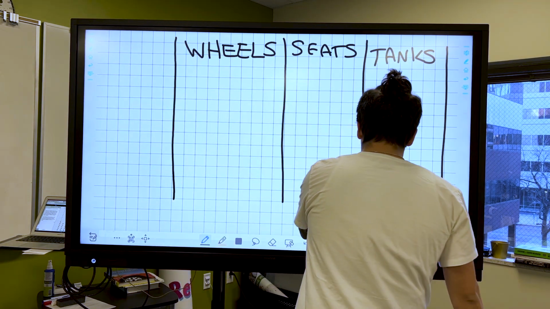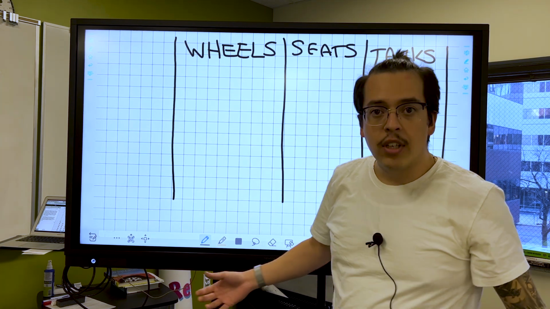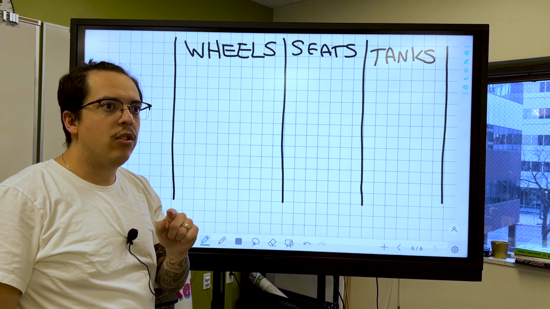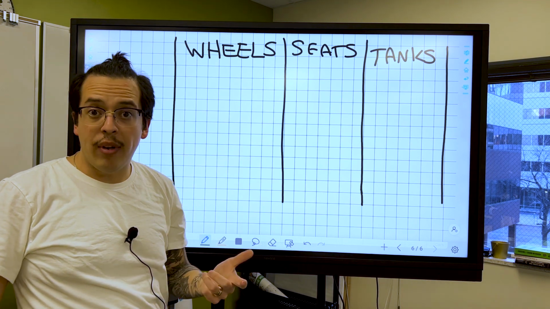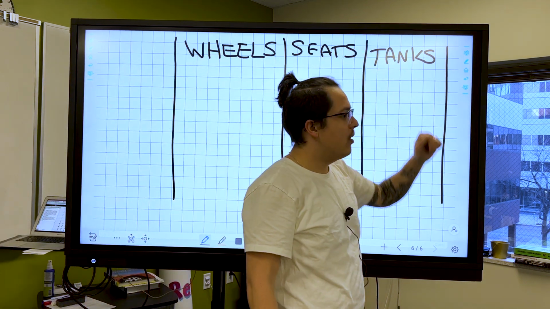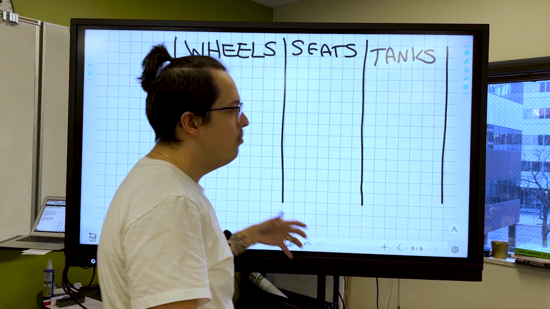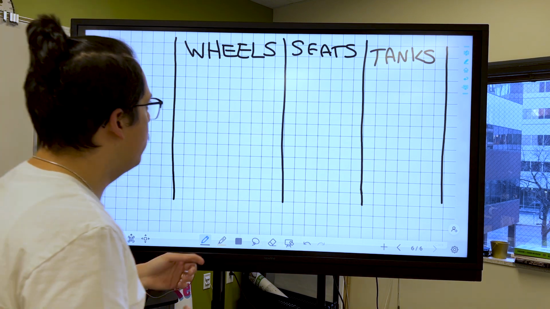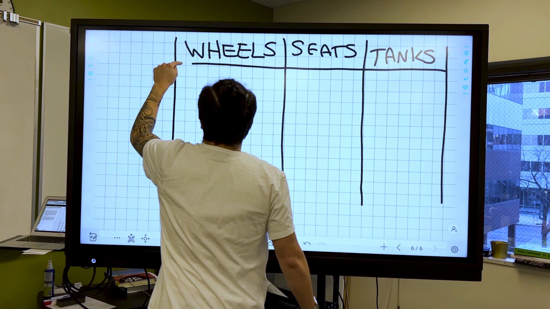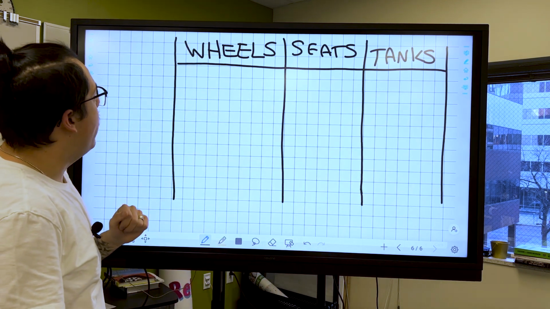And what we call these are constraints. Constrained optimization problems have constraints. Wheels, seats, and tanks are limited resources. Those are our constraints. And I like to keep my constraints at the top of my table.